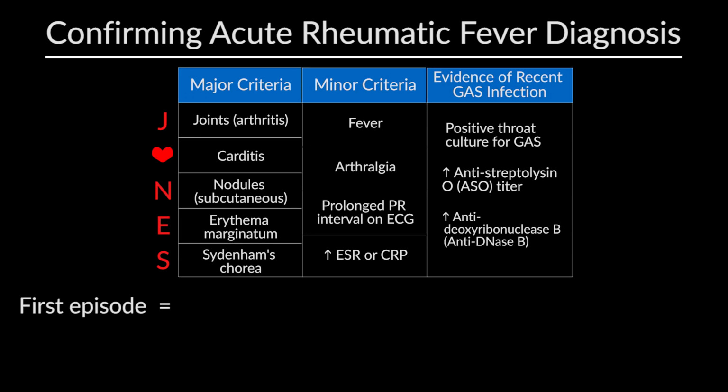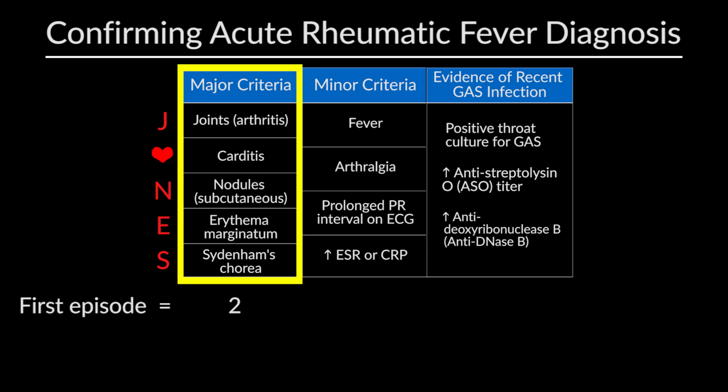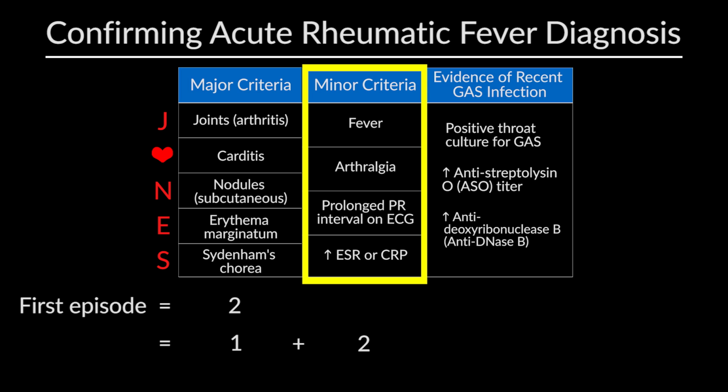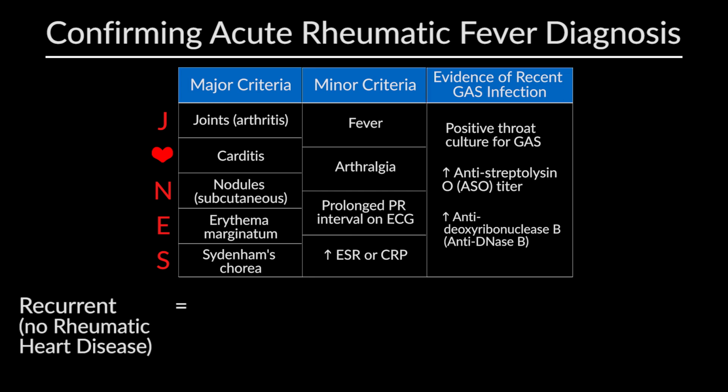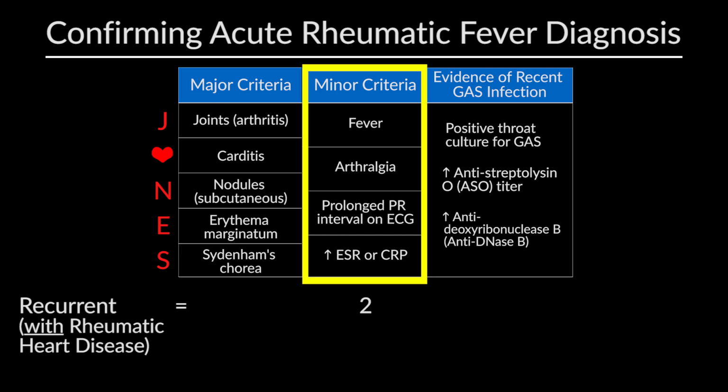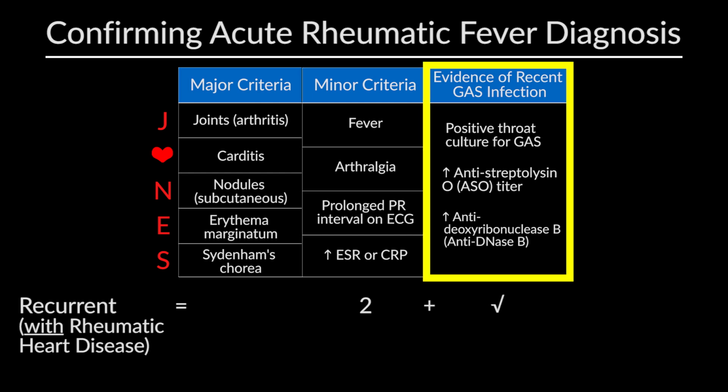The first episode of acute rheumatic fever can be confirmed if there are 2 major criteria or 1 major criterion and 2 minor manifestations, plus an evidence of preceding group A streptococcus infection. Recurrent acute rheumatic fever without rheumatic heart disease can be confirmed as the previous first episode. The recurrent acute rheumatic fever with existing rheumatic heart disease can be confirmed if there are 2 minor manifestations plus evidence of preceding group A streptococcus infection.